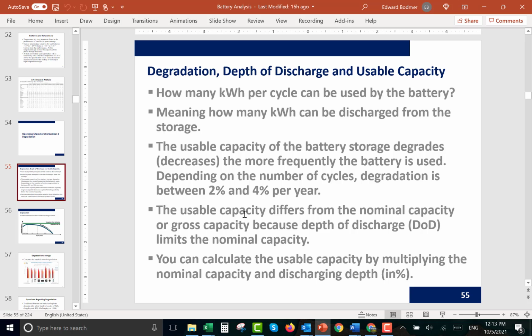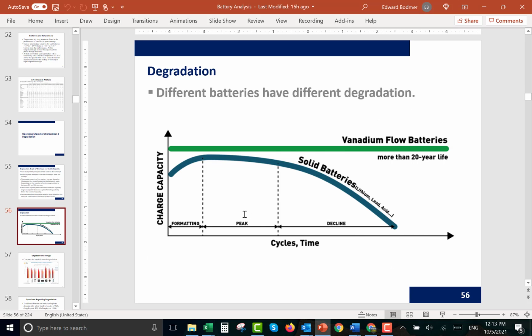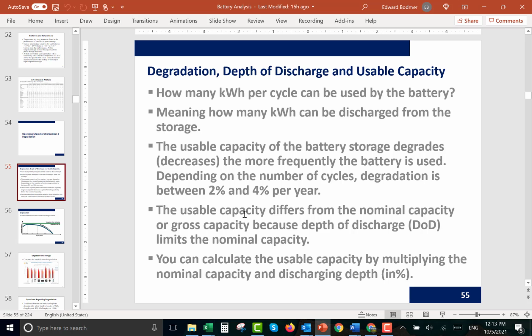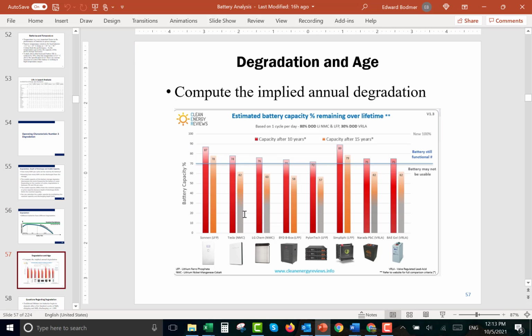And then we also have to adjust the capacity for depth of discharge. Here's what some people say it is, and notice that what we can do, and I should have put a little comment here, if the degradation in 10 years goes down to 78%, you can take 0.78 raised to the 1/10 power minus 1 and figure out what the annual degradation is. And you can do that over 15 years.